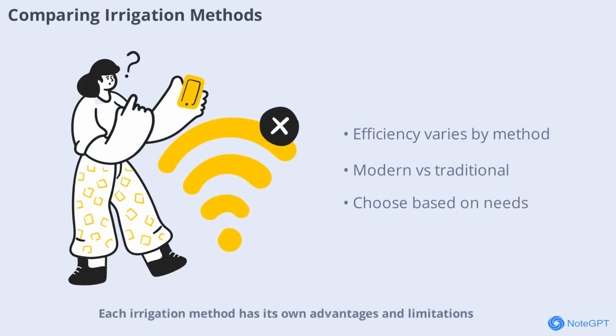Each irrigation method has its own advantages and limitations. Traditional methods are cost-effective but less efficient, while modern systems like drip and sprinkler irrigation save water and increase crop yield. The choice of method depends on factors such as soil type, crop requirements, availability of water, and financial resources. Farmers must assess their needs and local conditions to select the most suitable irrigation technique.